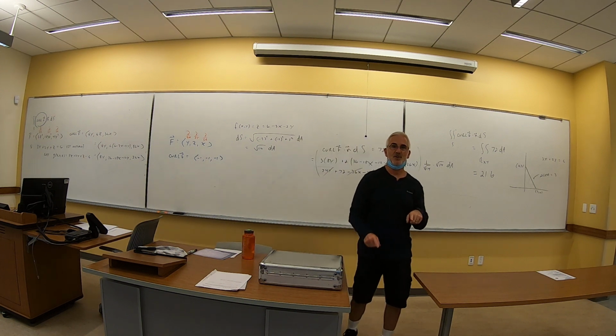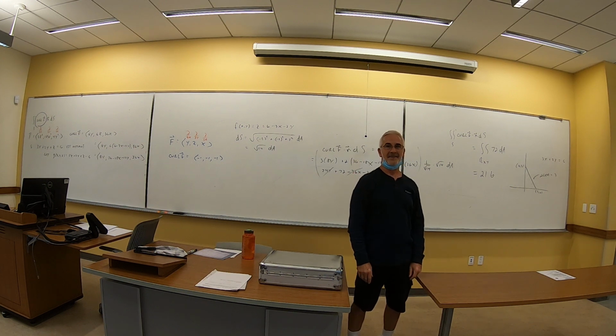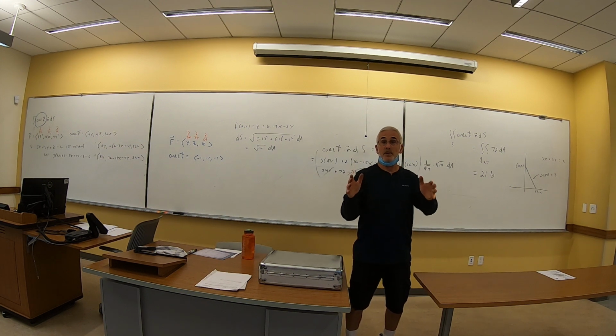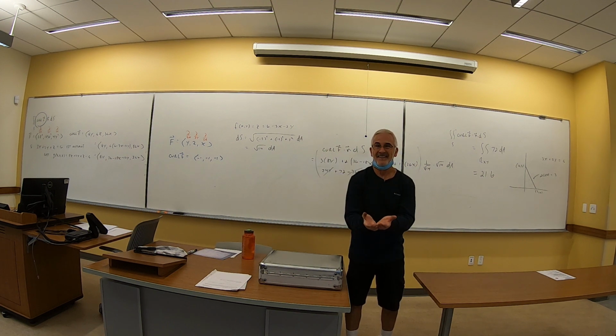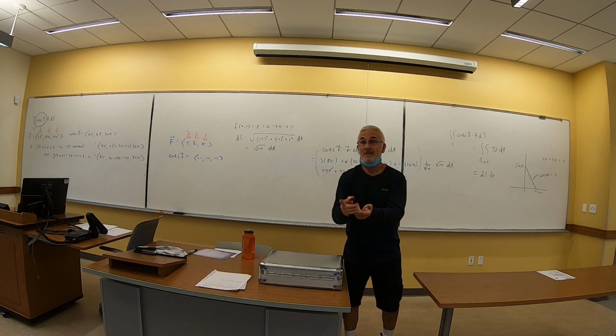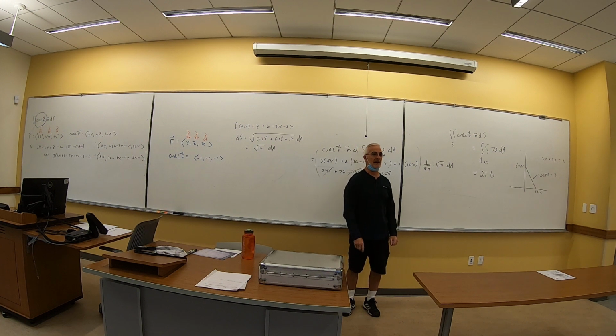Now, I want you to think logically. If Green's theorem took my closed line integral and said, let's do a double integral over the area, well, my flux right now is a double integral over the surface. What do you think it might turn into? Triple integral over the volume. That's exactly what it's going to be.